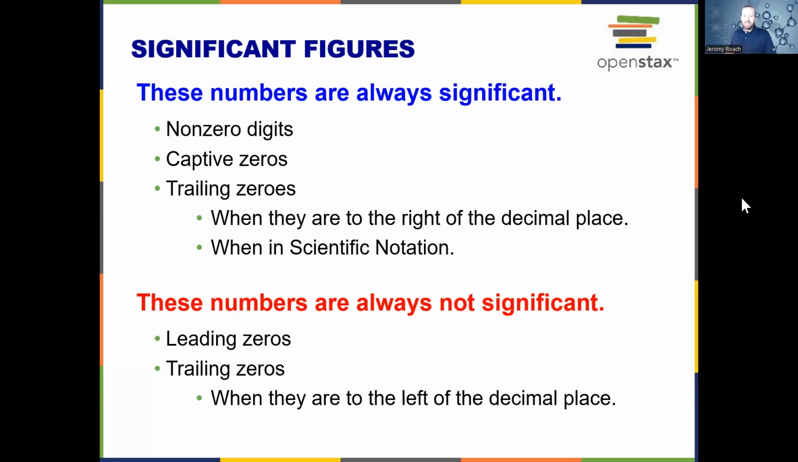The numbers that are always not significant are leading zeros and trailing zeros when they are to the left of the decimal place. The numbers that are always significant are trailing zeros when they're to the right of the decimal place, and the numbers that are not significant are trailing zeros when they're to the left of the decimal place. Also, trailing zeros are always significant when they are in scientific notation.